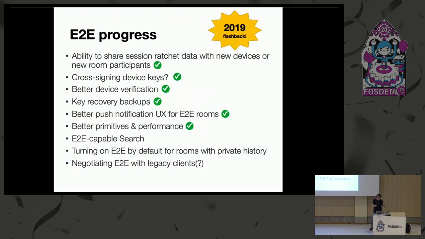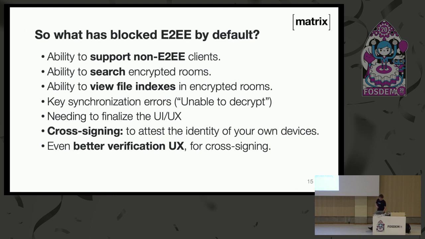And we actually started this whole final leg of turning on E2E by default at FOSDEM 2019 last year. So here's a flashback, actually of a flashback, this is a meta flashback, of a slide from FOSDEM in 2017, where we said, this is what we need to do in the next couple of years to get E2E turned on. And as of 2019, we got that far physically down that list. We were literally going through it in turn. The only things we lacked were E2E capable search, actually turning it on, obviously, negotiating it with legacy clients, and in retrospect, we kind of had a few other things.